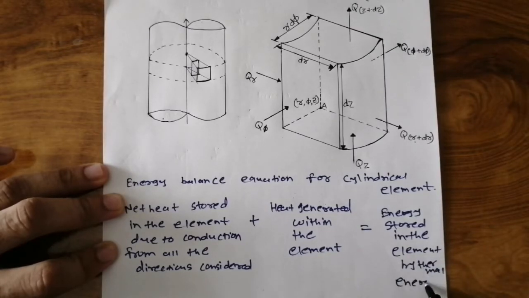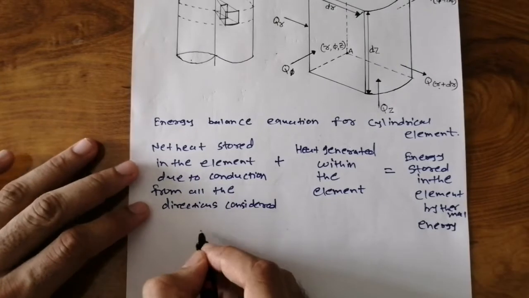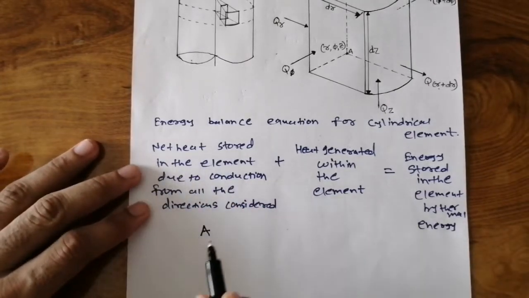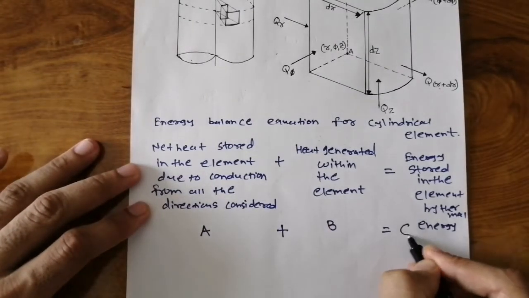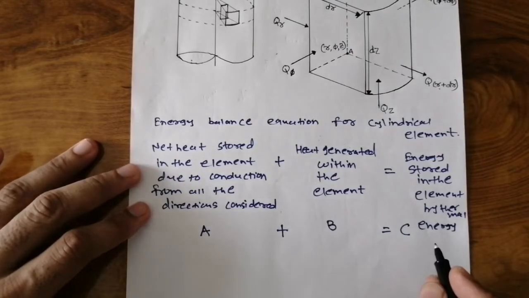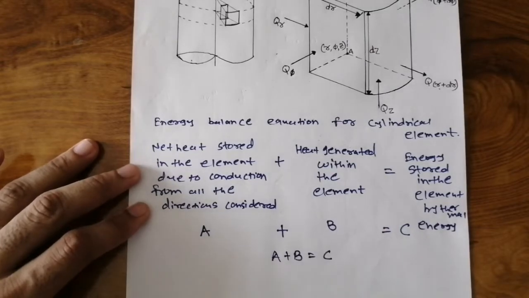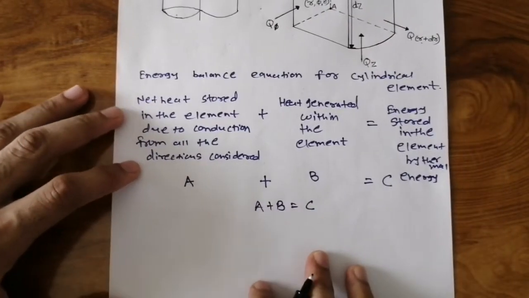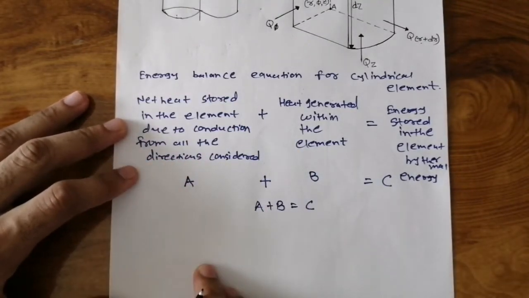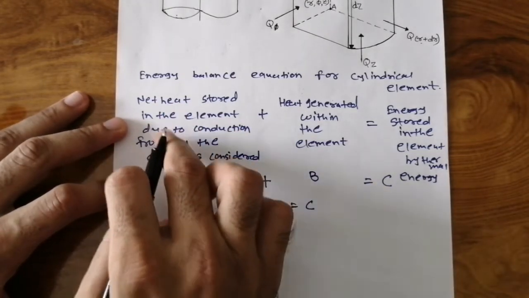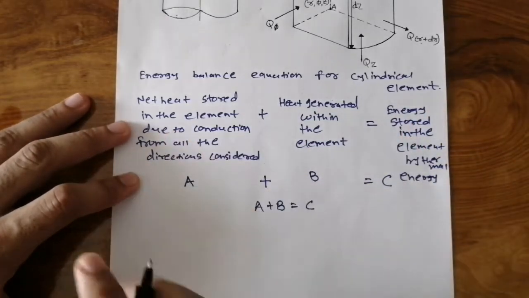So this energy balance equation is divided into three parts. Part A is the net heat stored in the element due to conduction. Part B is the heat generated within the element, and part C is the energy stored in the element by thermal energy. So we can write A plus B is equal to C. First we derive the equation for the net heat stored in the element due to conduction from all the directions. So first we consider part A, then part B, and then part C.